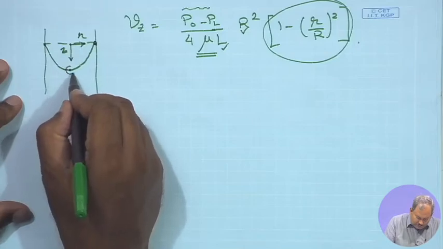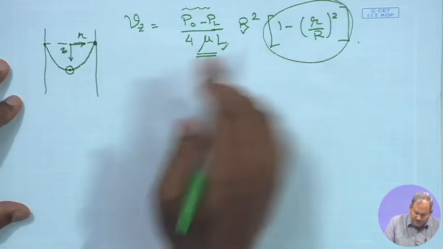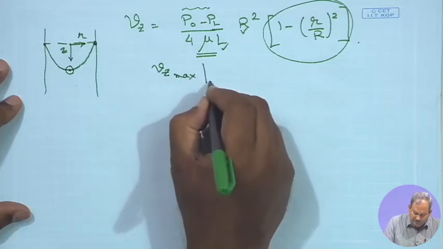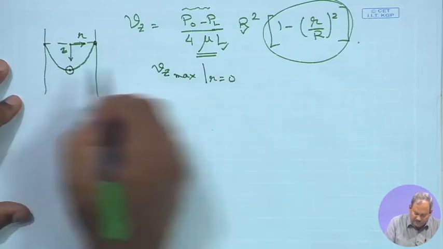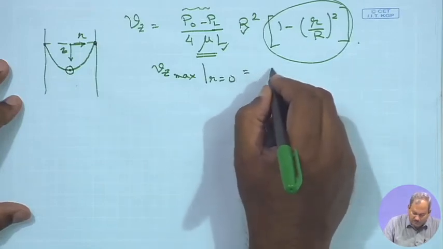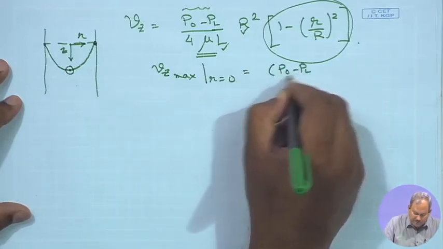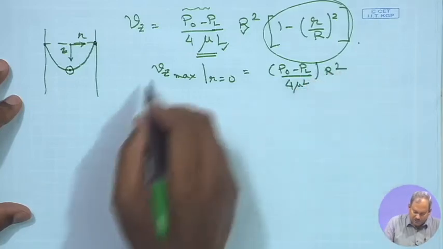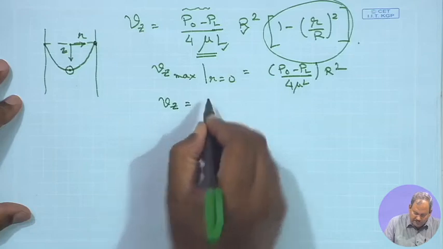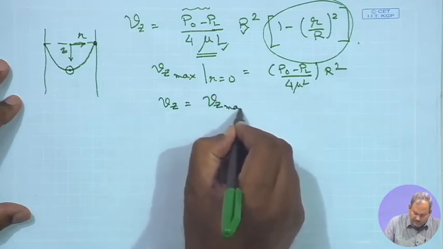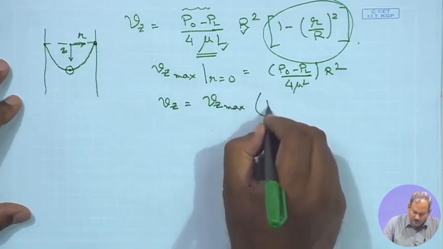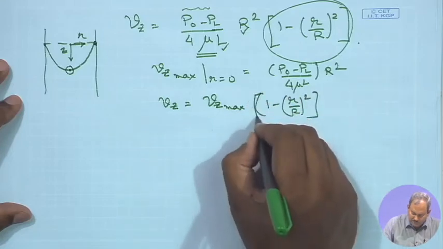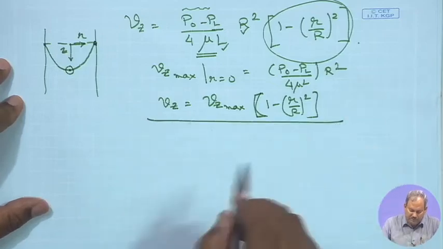So, this is the point of maximum velocity, and from the expression you can simply see Vz max is essentially at r equals 0 at this point, which would simply be equal to (P0 minus PL) by 4 mu L times R square. So, you can write Vz as Vz max times 1 minus (r by R) whole square. The expression for Vz can also be written in this way.